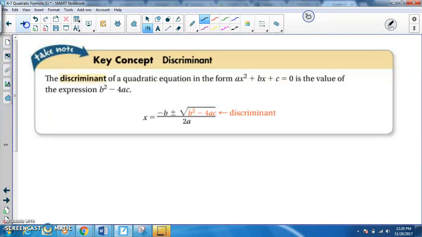The discriminant of a quadratic equation in the form ax squared plus bx plus c equals 0 is the value of the expression b squared minus 4ac. So that's what's inside of our radical. And what's inside of our radical is going to give us key information about our quadratics. So our discriminant is b squared minus 4ac.